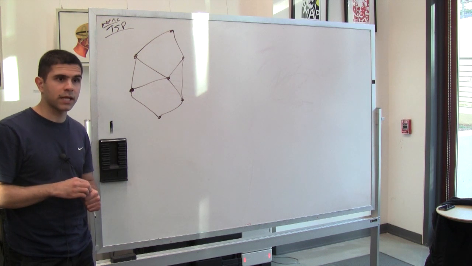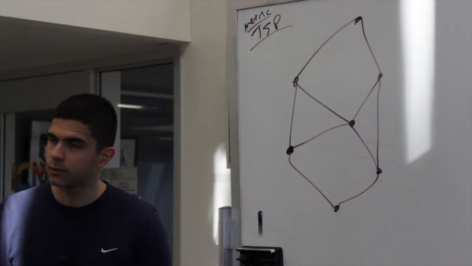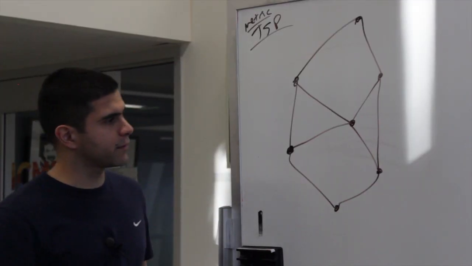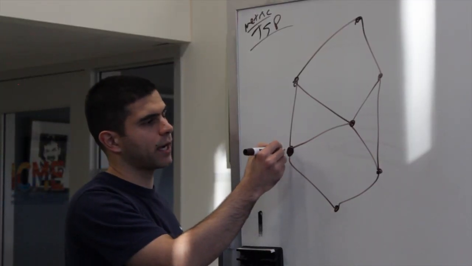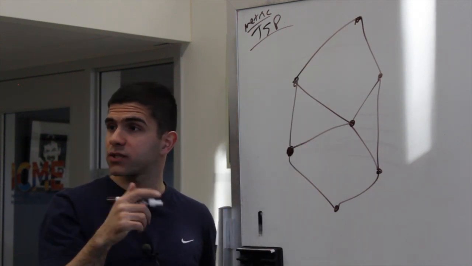Dijkstra's algorithm. That gives you shortest paths, right? Modified, basically, because you can use the metric. So Dijkstra's algorithm is going to give you what? It's going to give you the shortest path from one node to all other nodes, right? And that won't be a cycle.